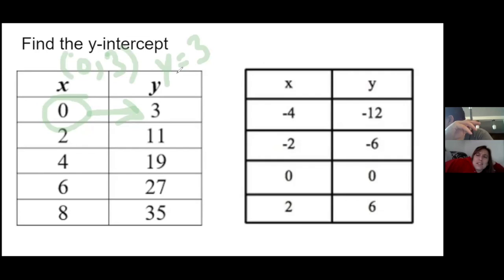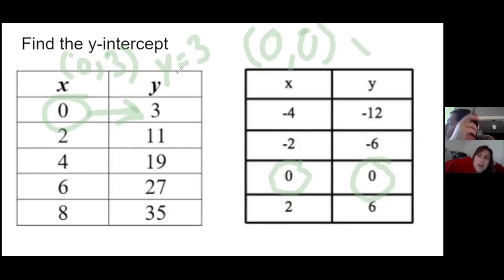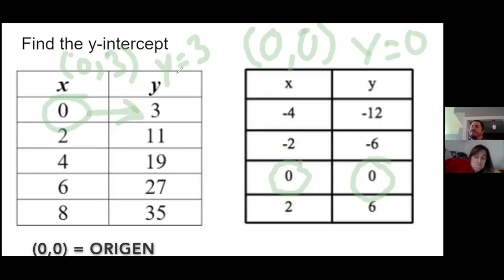So for the next one that you guys just tried, the x that has 0 is across from a 0 in y. So it would be parentheses 0, comma 0, or y equals 0. Is that right? That is correct. They can both be 0? That's the origin. Right.